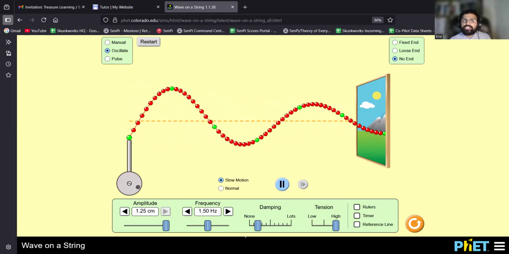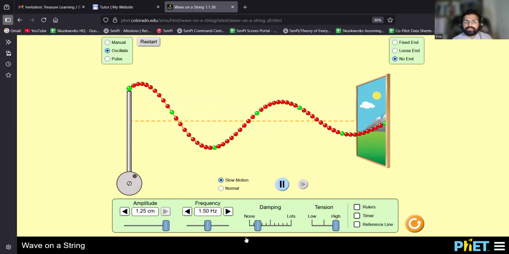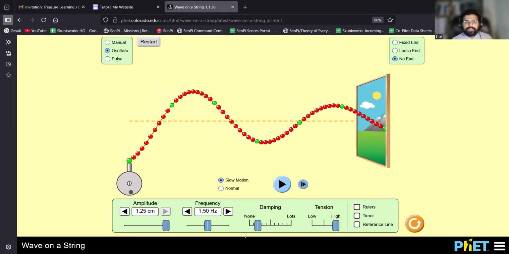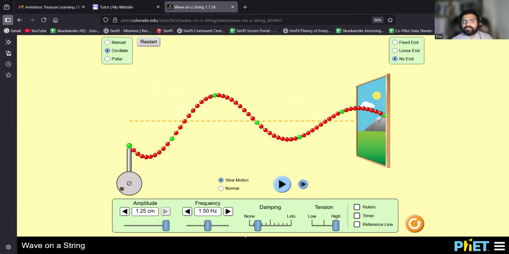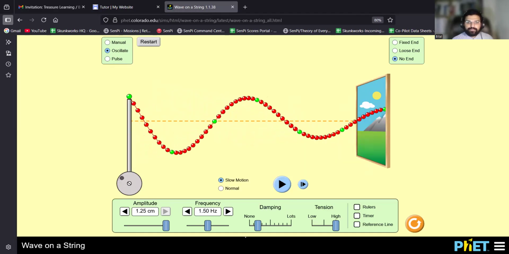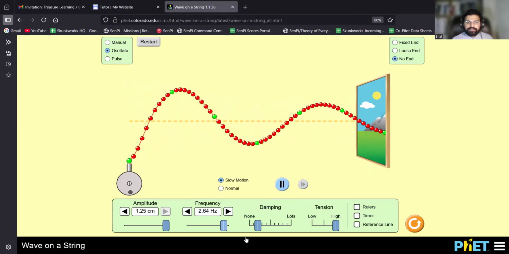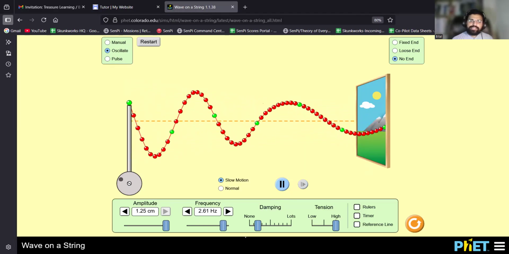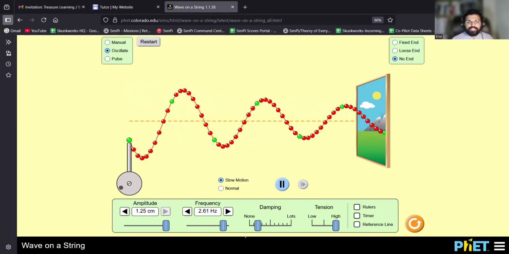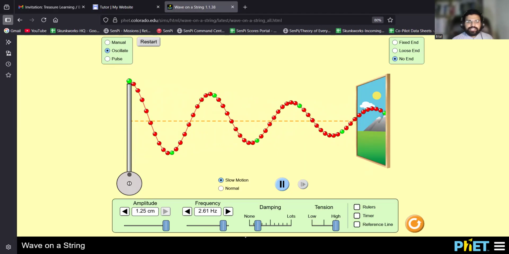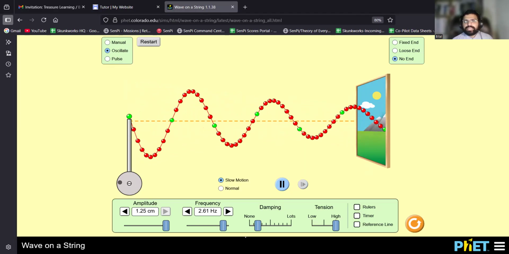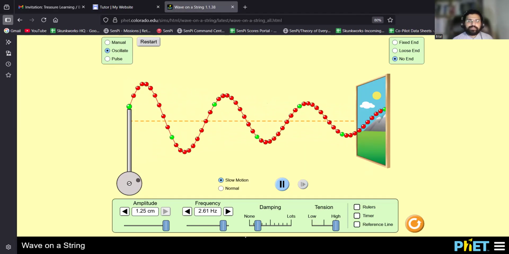It is just the energy which is moving. You can see this green dot, or green particle, is just moving up and down. You can increase the frequency, and now the wave propagates with a greater frequency, but still the particles are at their position. They're not leaving their main position.